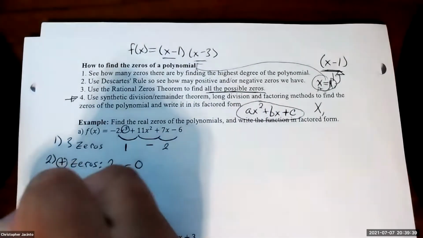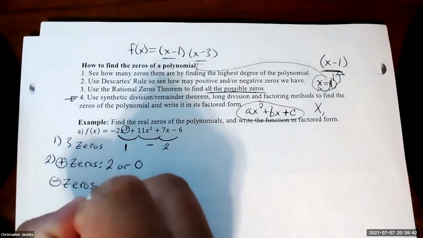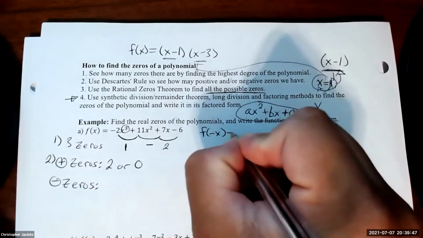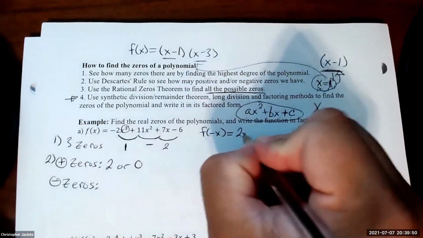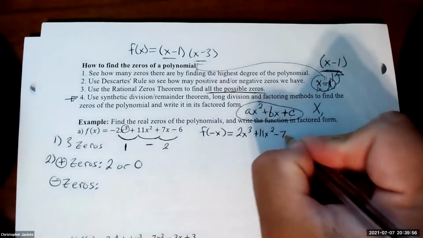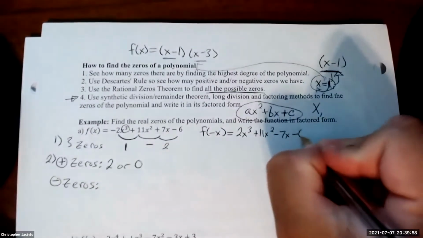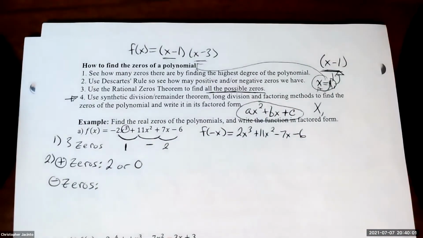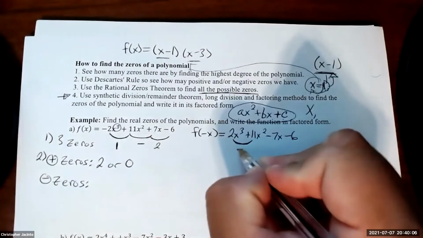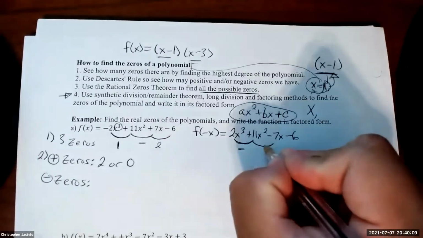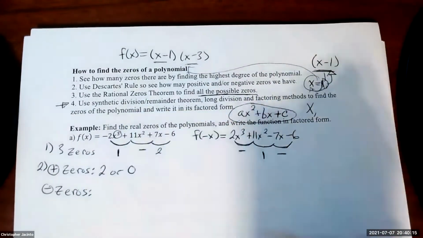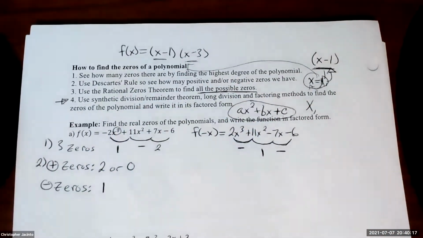Now we're going to do the same thing for the negative zeros. But unfortunately, we have to flip this around. So this is odd, so it's going to change sign. This is even, so it stays the same. This is odd, so it changes sign. And nothing happens here because there's no x. Now we count how many sign changes we have. So this is positive 2 to positive 11, so no sign change. 11 to -7, that's a sign change. And negative to negative, so no sign change. So we are guaranteed to have 1 negative zero for sure.